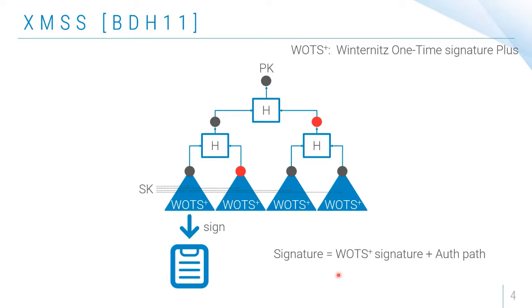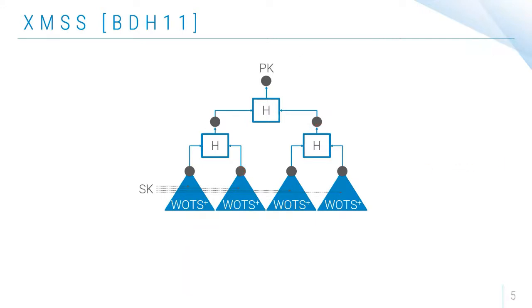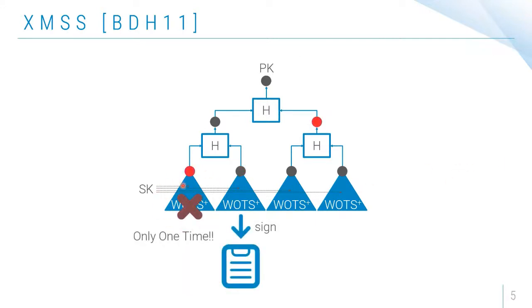And the signature consists of the WOTS+ signature and the authentication path, and the authentication path is a set of nodes required to compute the root from the signature, like this. If a verifier can compute the root of the Merkle tree using the signature correctly, this signature is verified. Once this WOTS+ is used, never use it again.